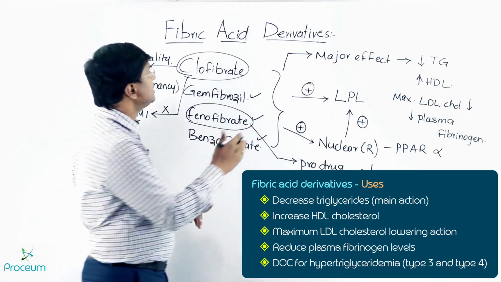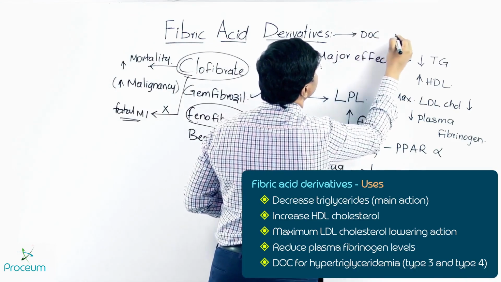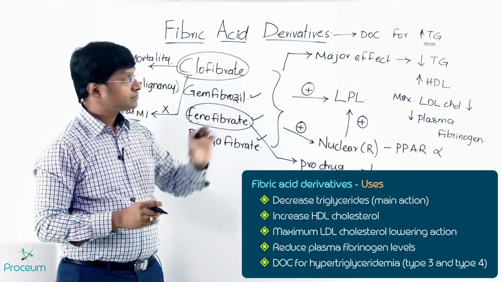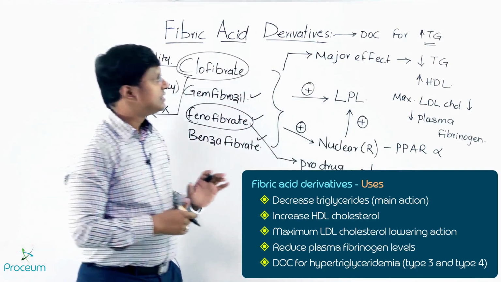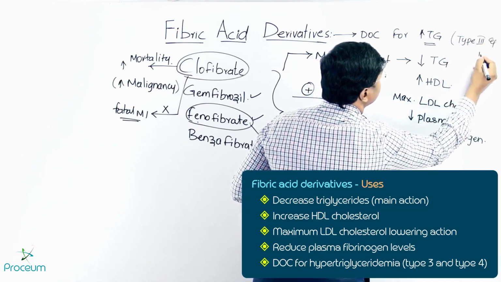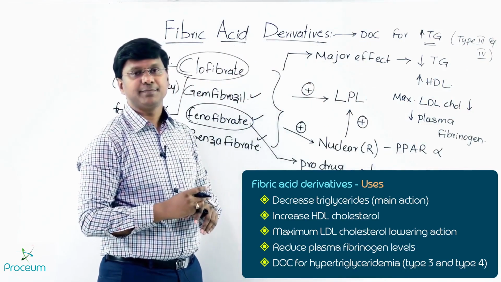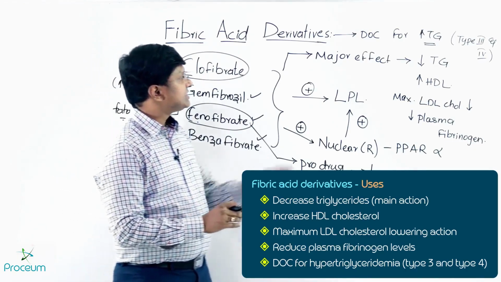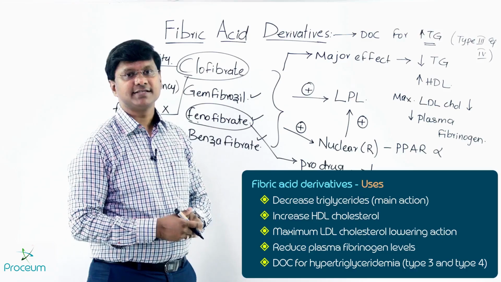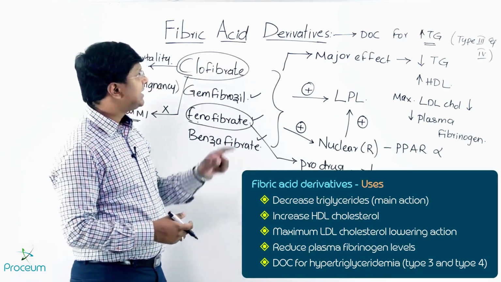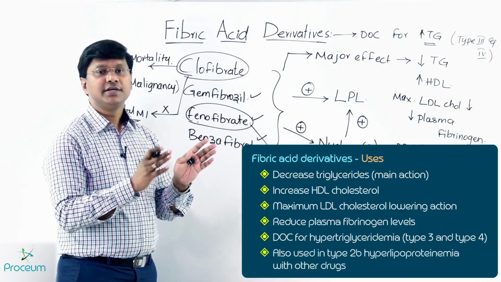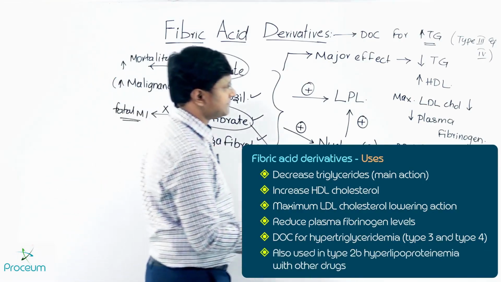Remember this point, this is a very important point. These fibric acid derivatives are the drug of choice for hypertriglyceridemia. Now, for which type of hyperlipoproteinemias are these drugs used? They are used for type 3 and as well as type 4 hyperlipoproteinemias. And these fibric acid derivatives, along with other drugs, are also useful for the treatment of type 2b hyperlipoproteinemia.